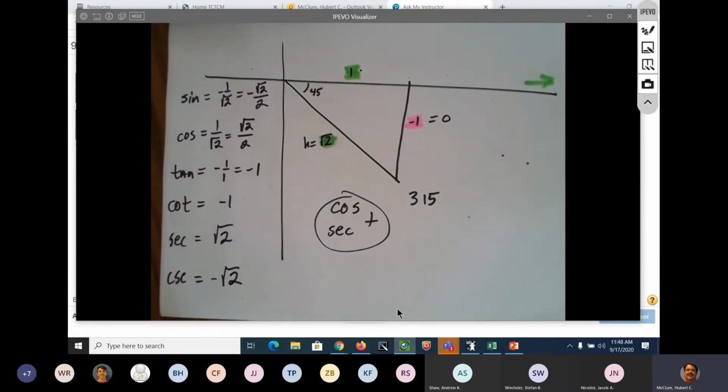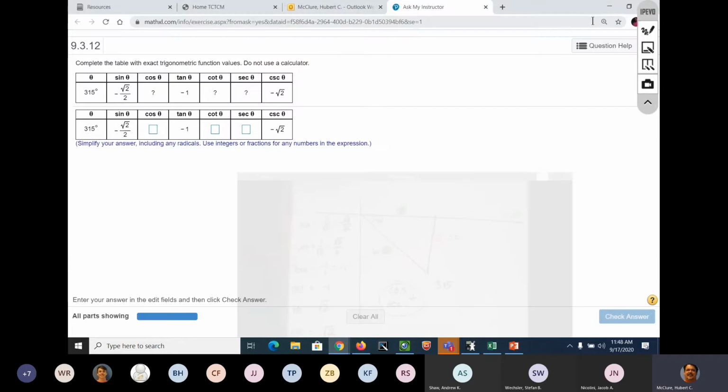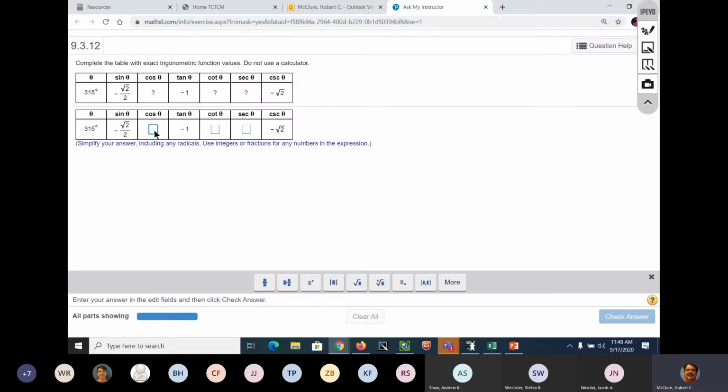Now let's check and see if we know what we're doing. So sine is negative square root of 2 over 2. Cosine is square root of 2 over 2. Tangent is square root of 2 divided by 2, divided by square root of 2 over 2, which is negative 1. And the secant is the square root of 2.